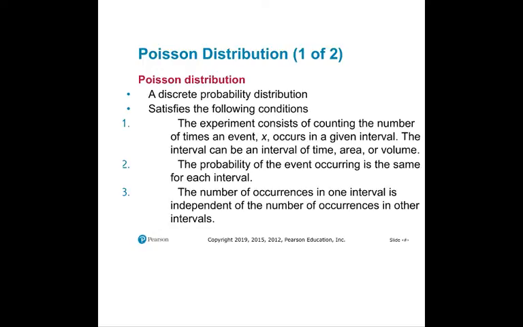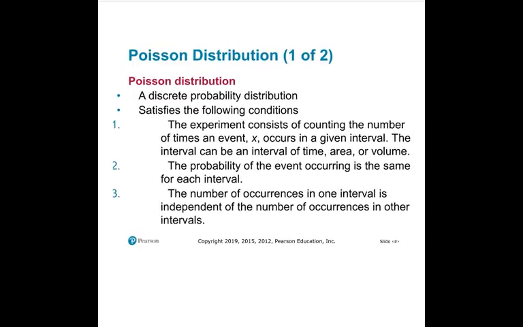So this distribution is a discrete probability distribution. It satisfies the following conditions. The experiment consists of counting the number of times an event X occurs in a given interval. The interval can be an interval of time, area, or volume. The probability of an occurrence is the same for each interval, and the number of occurrences in one interval is independent of the number of occurrences in another interval. Okay, let's see if we can see this in action.